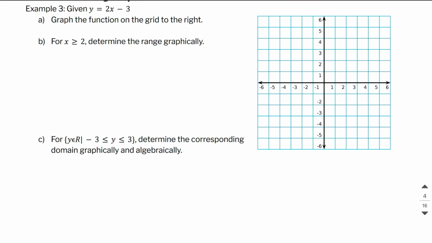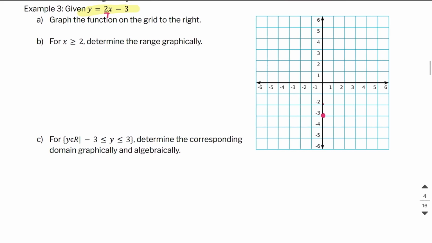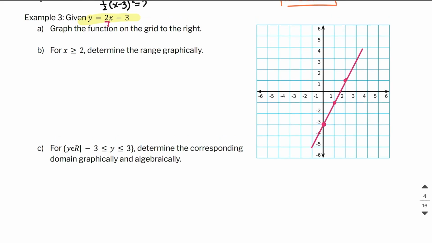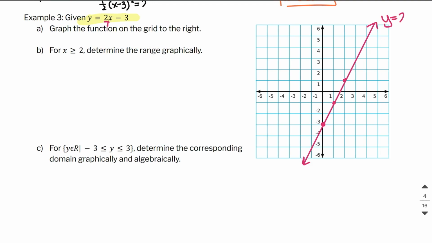So this says, given y equals 2x minus 3, graph the function on the grid to the right. So right here, what I'm going to do is graph out this equation, y equals 2x minus 3. So we know that the graph starts at -3. This is the y-intercept, right? So the y-intercept is -3, and we know the slope is 2 over 1. So I'm going to go up 2, over 1, up 2, over 1, and then I'm going to use a ruler to connect these values together. So here I have y equals 2x minus 3.